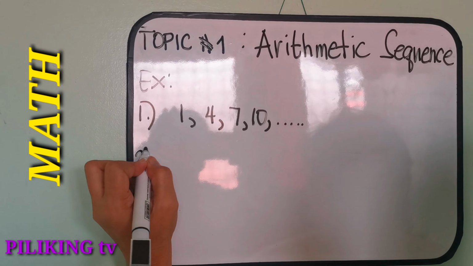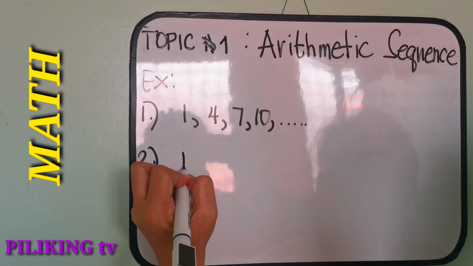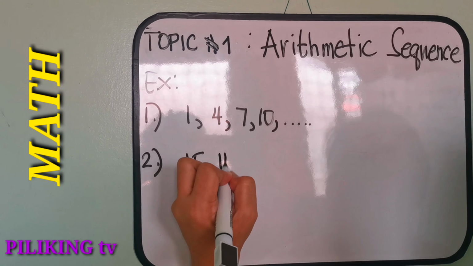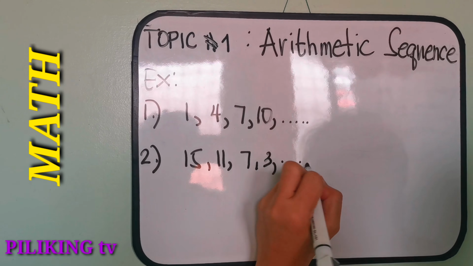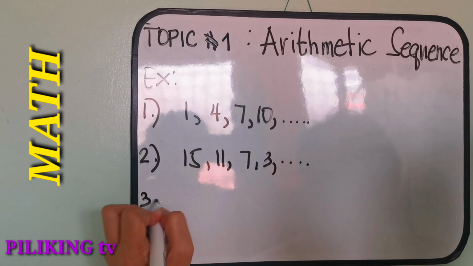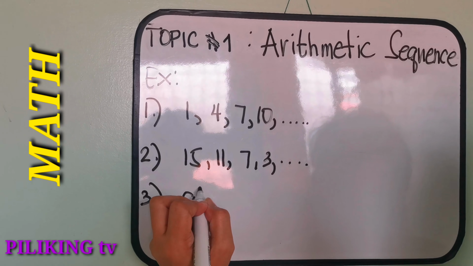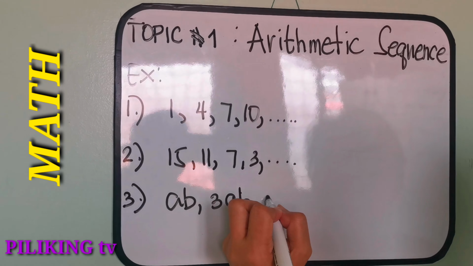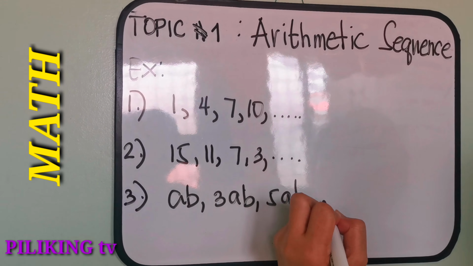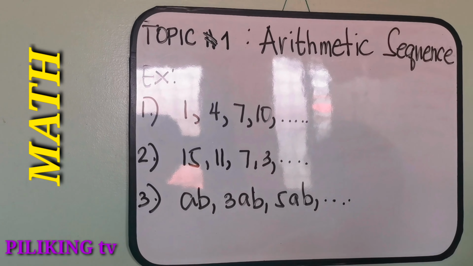Okay, next, let's have number 2. We have 15, 11, 7, 3. Okay, and for number 3, we have AB, 3AB, 5AB, and so on.